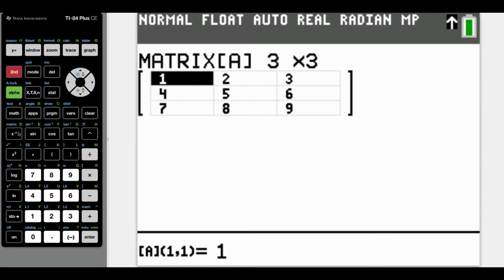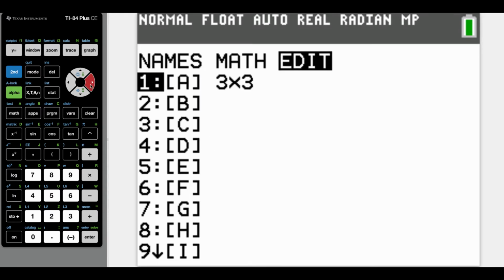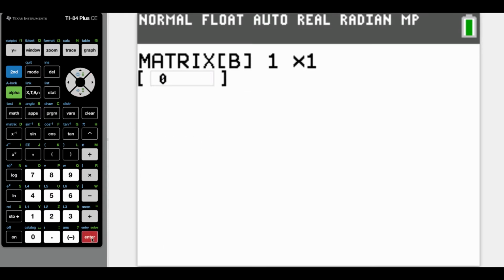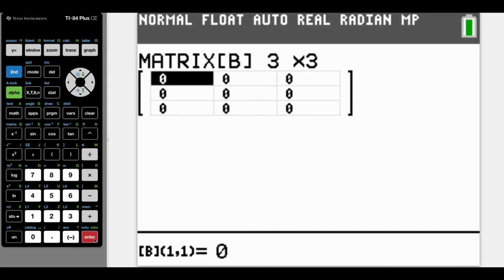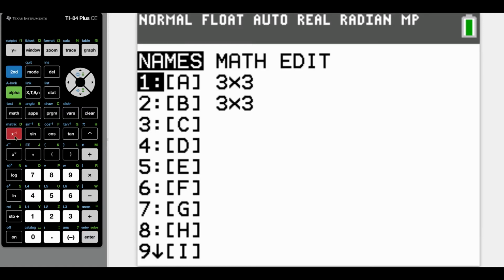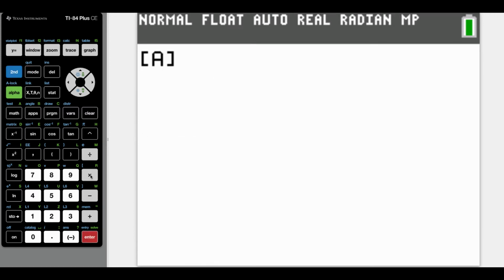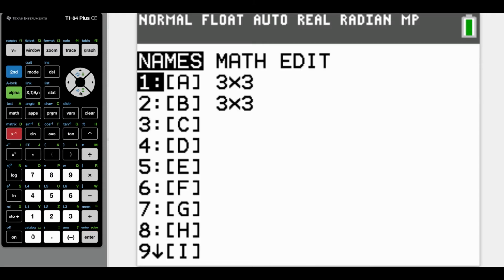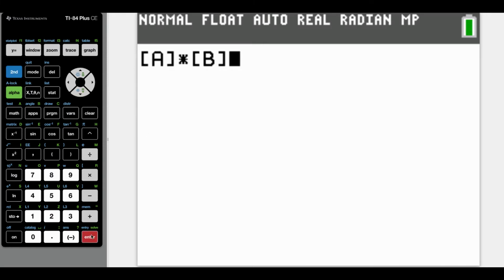And I'm going to go back to my matrix menu because now I want to edit matrix B. And I'm going to enter in an identity matrix here. So ones along the main diagonal, but zeros everywhere else. So there's our 3 by 3 identity matrix. And I'm going to quit out of here. And then I'm going to take matrix A and I'm going to multiply it by that identity matrix that we just entered in matrix B.